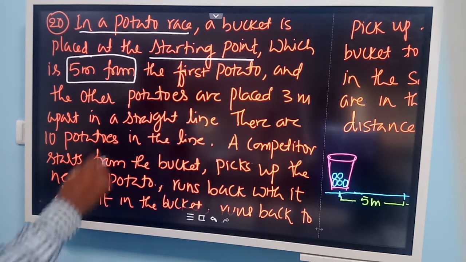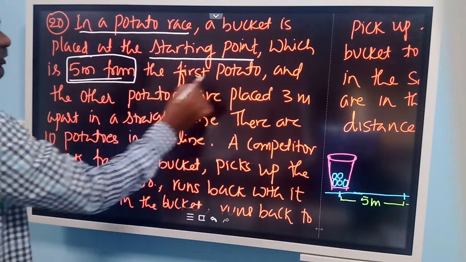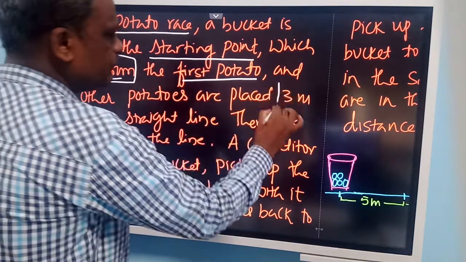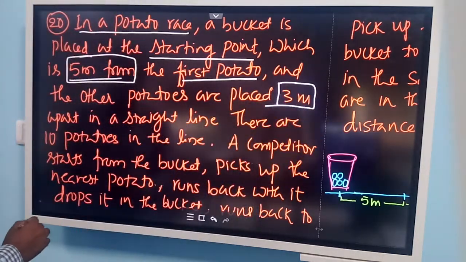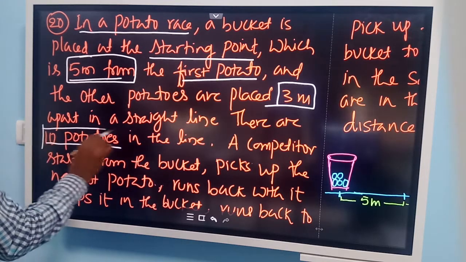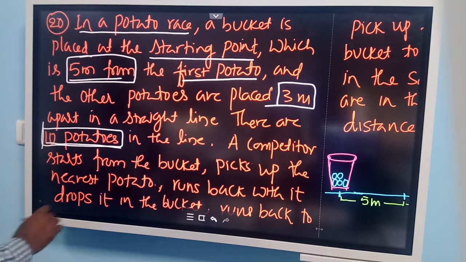Bucket is placed at a distance of 5 meters from the first potato, and the other potatoes are 3 meters apart in the starting line. There are 10 potatoes. The number of potatoes is given. There are 10 potatoes in the line.